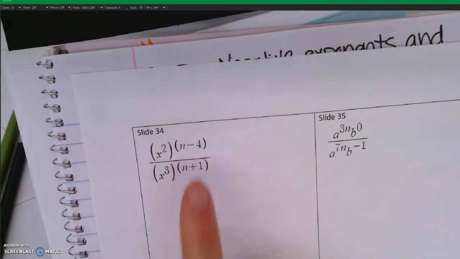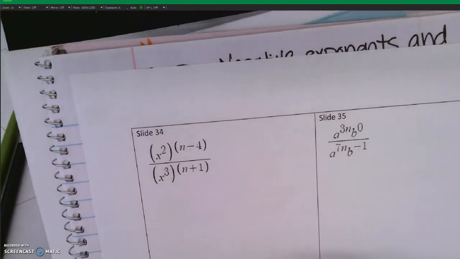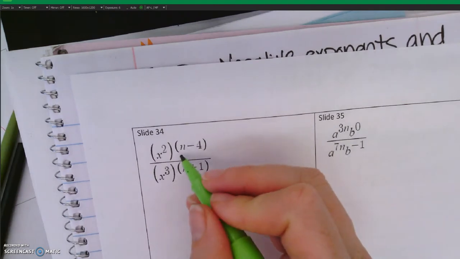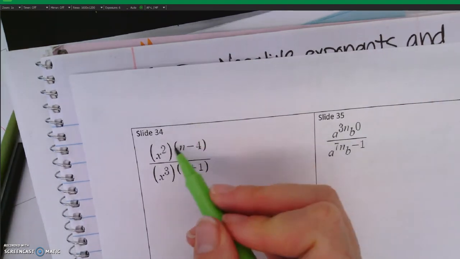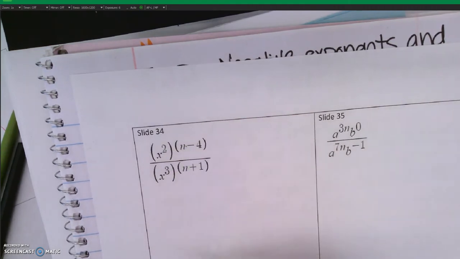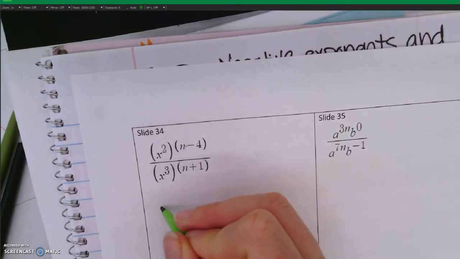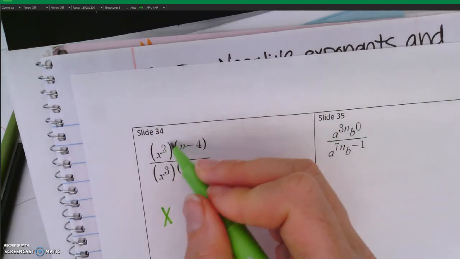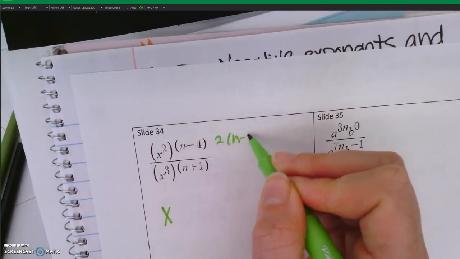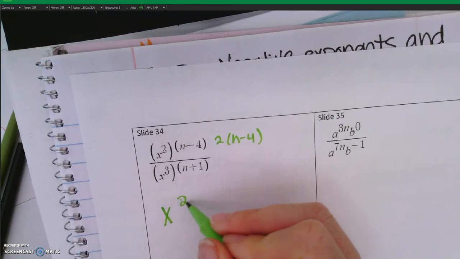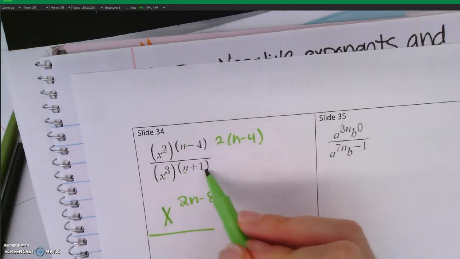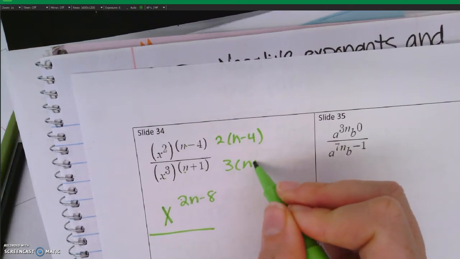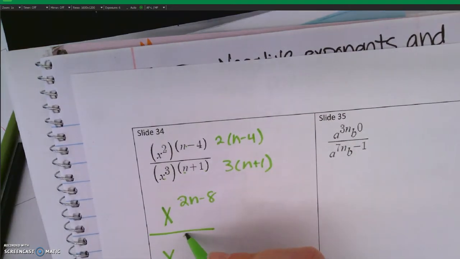These are exponents. I know it almost looks like they are just being multiplied by, but they're actually exponents. You can see they're kind of floating. So thinking about this, we could do power to a power and simplify this first. So let's see, that would be x to the 2 times the quantity of n minus 4 is 2n minus 8. All over x cubed times the quantity of n plus 1 gets me x to the 3n plus 3.